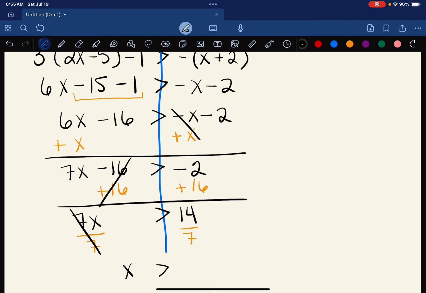X is greater than 2. It stays greater than. So here's my number line. I'll just draw my 0 on there for reference and my positive 2. My greater than symbol is an open circle. We do not include 2 as our solution, but everything larger than 2 is part of our solution.